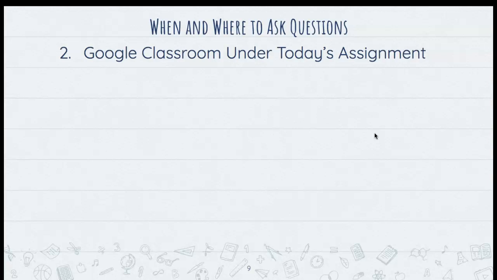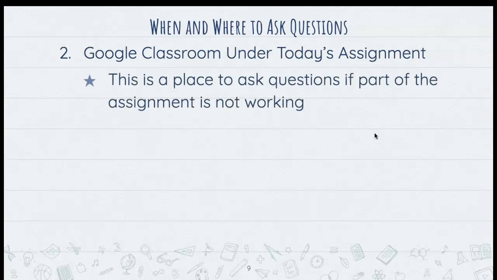Another good place to ask a question is under the Google Classroom assignment. This is a place to ask questions if part of the assignment is not working. These are questions that I'm going to answer as soon as I see them, because if something is not working for you, I want to know right away, because it might be an error on my end that I need to fix right away.